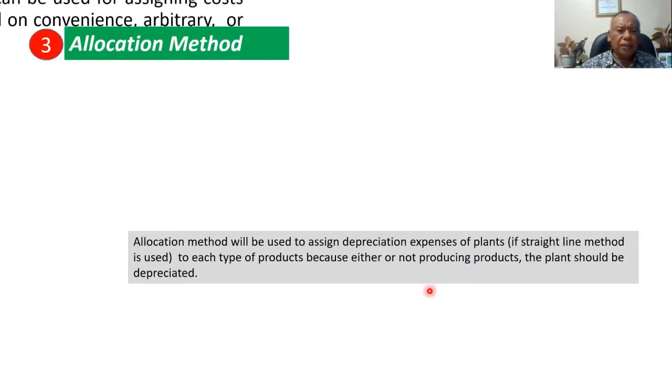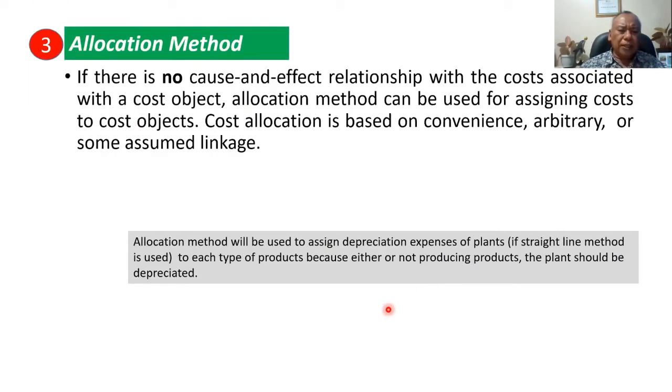And then the last cost assignment method is the allocation method. We use this method if there is no cause and effect relationship, or no causal relationship, with the cost associated with the cost object. In driver tracing, there is a causal relationship: the more activity, the more cost. So the allocation method can be used for assigning costs to the cost object.